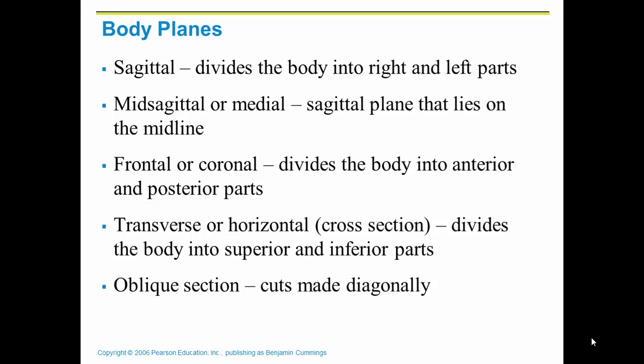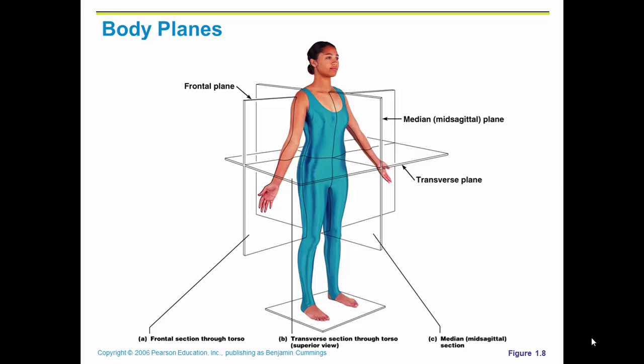Frontal or coronal planes divide the body into front or anterior portions and posterior portions. Transverse or horizontal planes divide the body into superior and inferior parts. And then oblique section or plane cuts the body diagonally. And in the book, there is again another picture that shows you all of the different planes. The only one that is missing here is the oblique plane.